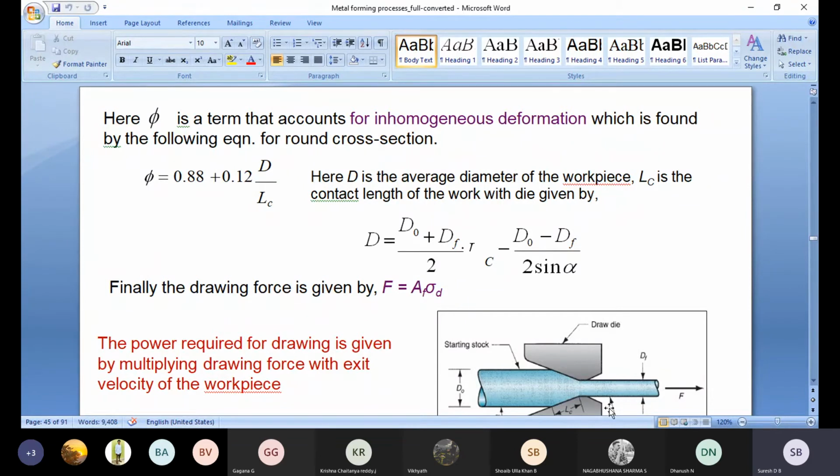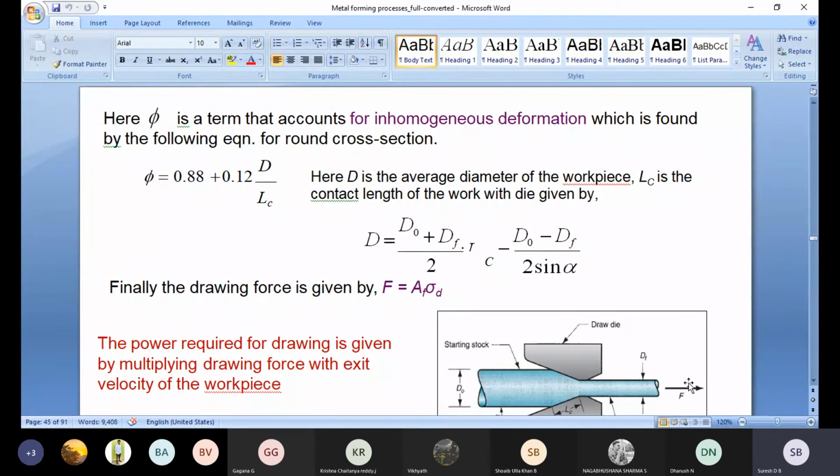In this particular portion, how much stress is acting? Sigma suffix small d is nothing but the stress produced in the drawn product. The right side of the die is called the drawn product. The left side is the workpiece, or raw material, or billet material. Only the right side is called the drawn material.